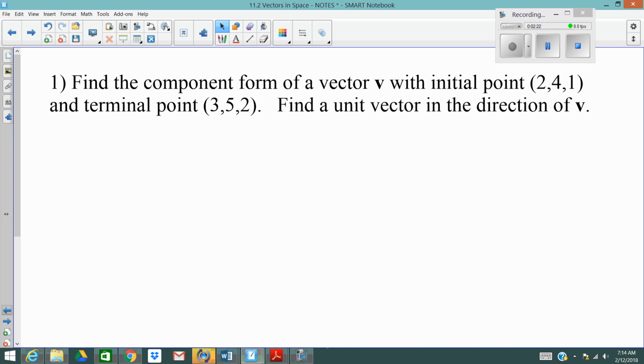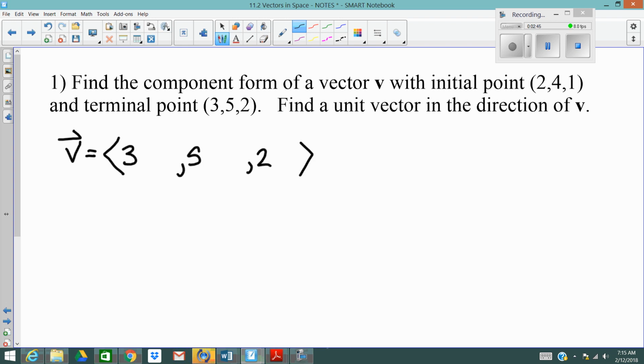All right, so in order to find our vector, we do it the exact same way. We're going to take our terminal point, 3, 5, 2, and we're going to subtract our initial point from that. So 3 minus 2, 5 minus 4, and 2 minus 1. So our vector v is 1, 1, 1.